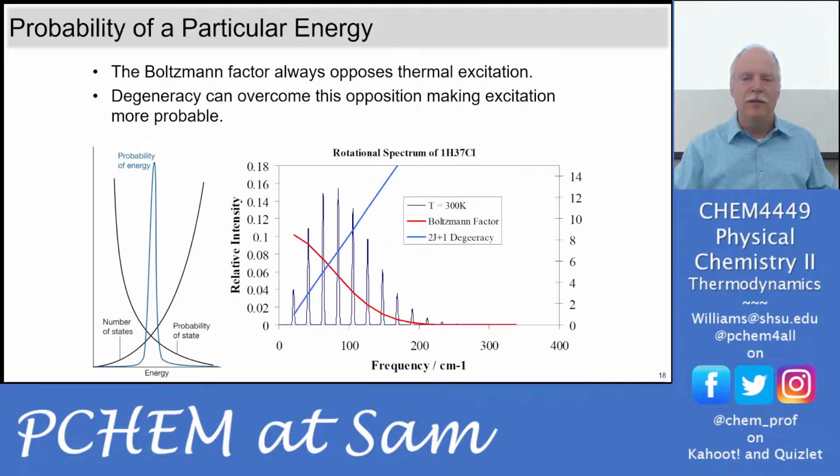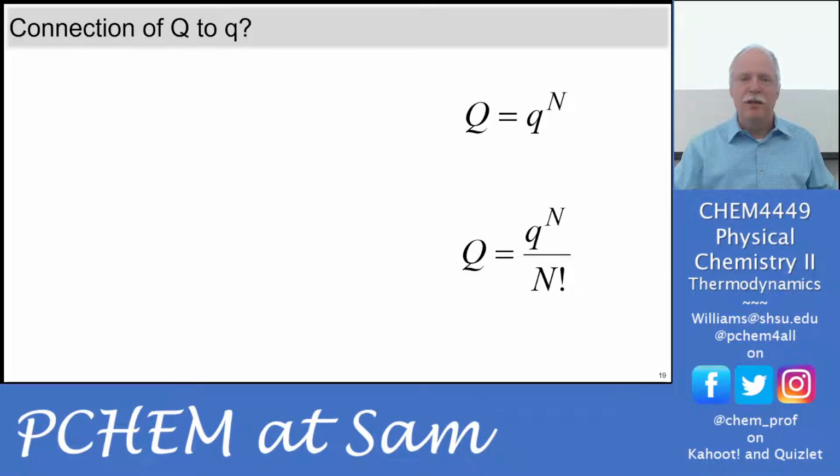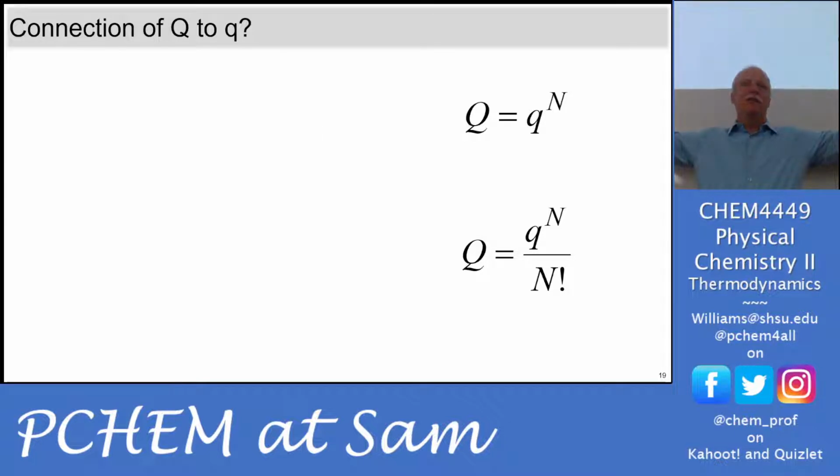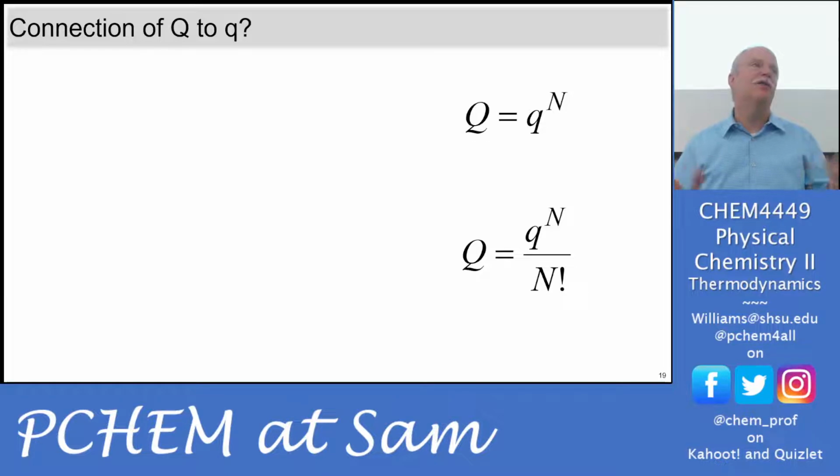So you can see here, connection of capital Q to little q. Little q is for an individual molecule. Capital Q is for a set of molecules. And the number of molecules shows up as an exponent. Now, in order to prevent overcounting, because those molecules are identical, we reduce that partition function by the number of molecules factorial. Now, that's a big number.